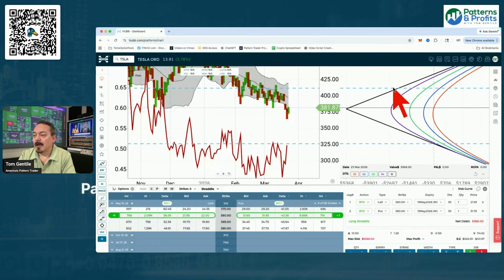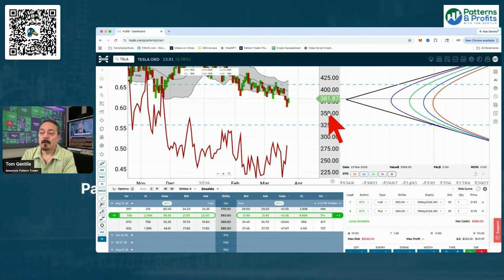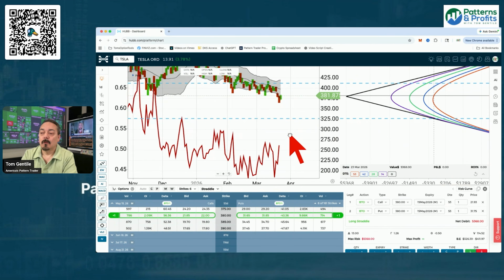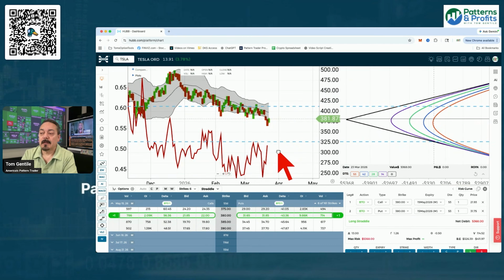These dotted lines show me where my break-evens are on one side or the other based on how much this is going to cost me. Take that $5,368, or $53.68. You're going to add that to the strike for the call side, and you're going to subtract it for the put side, and it's going to give you those break-evens at expiration. It also shows me what has to happen with this stock in order to see profitability.